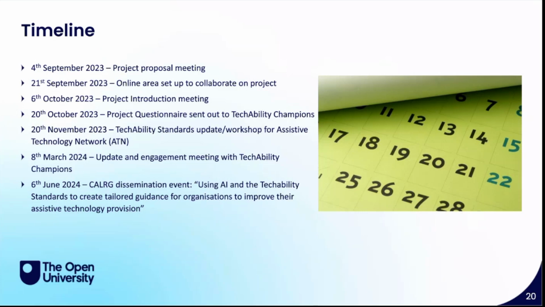In March, we had an update and engagement meeting where we had some forms ready to show to the champions, some of the initial output. At that point, it was effectively a body of text without formatting. So we had some time to come back, reformat, and show it again to the Techability champions, right the way till today, our dissemination event.